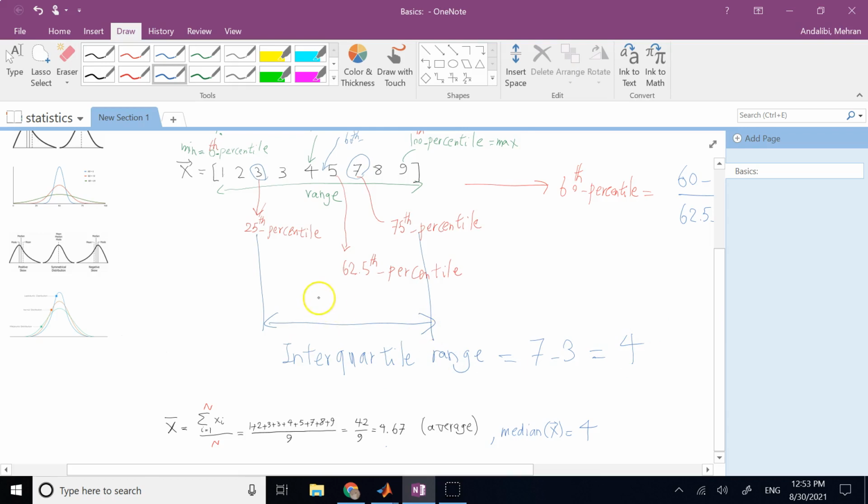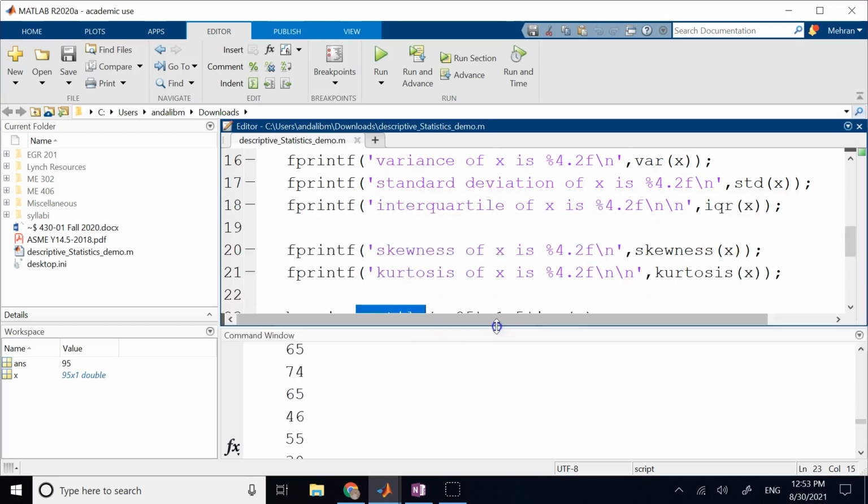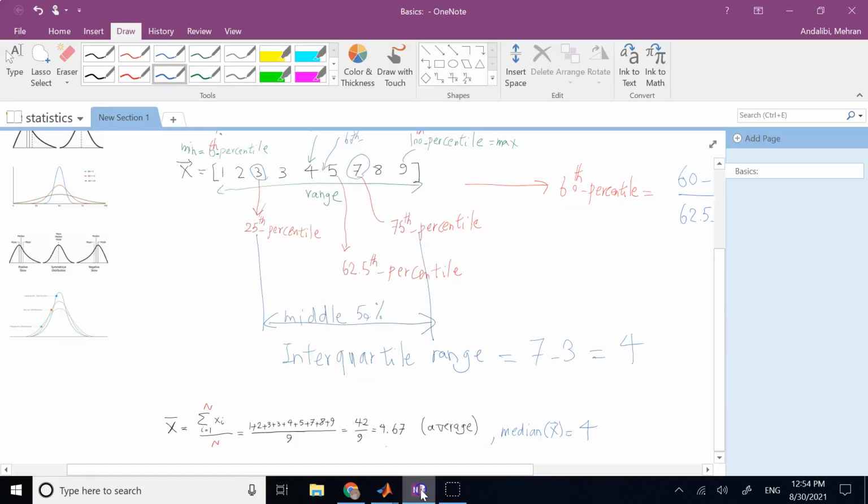So what's the meaning of this? It's the middle 50% of the data, or the 50 percentile of the data. That's interquartile range. In MATLAB, there is the command IQR that you can use to give you that. Okay, there is this command IQR, which gives you directly, or you can get the percentile 75 and the percentile 25 and simply subtract it. That's all it is, IQR, okay? So this is the interquartile range.